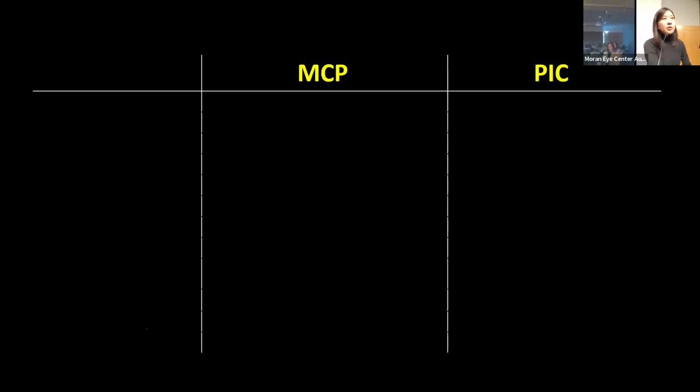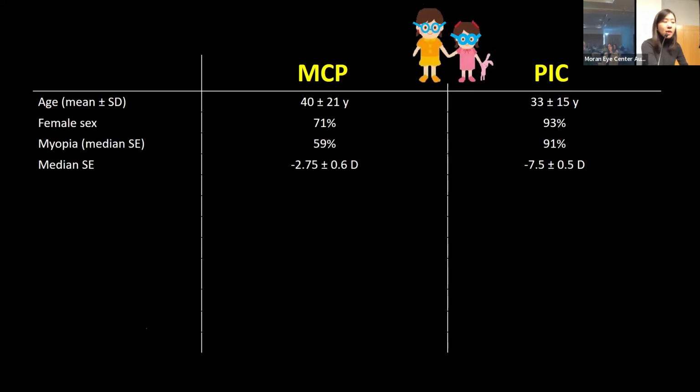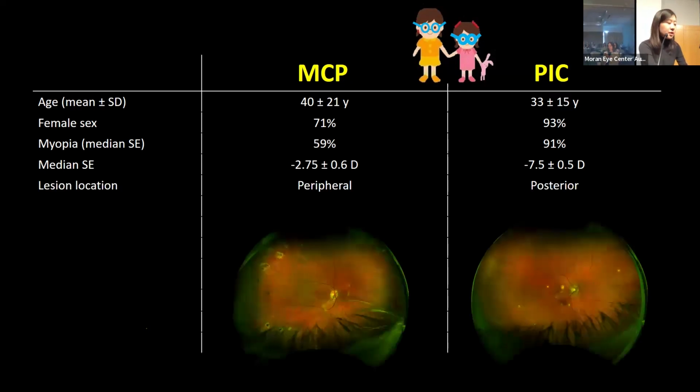So again, the two conditions are very similar, but I think there are some factors that may help us differentiate between the two. I like to think of multifocal as the older sister and PIC as the younger one, because multifocal patients typically are a little bit older. Their average age is around 40 years old, whereas PIC has an average age of 33. Both conditions have a female predominance and a high prevalence of myopia. PIC patients tend to be more myopic with a median spherical equivalent of minus 7.5 diopters.